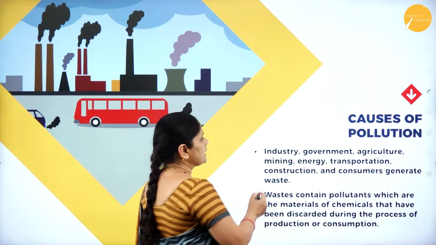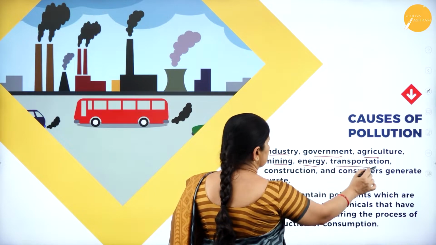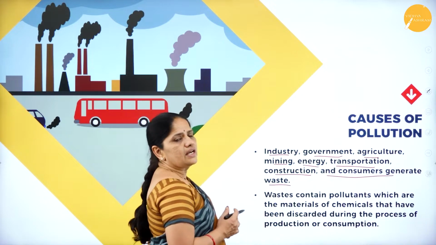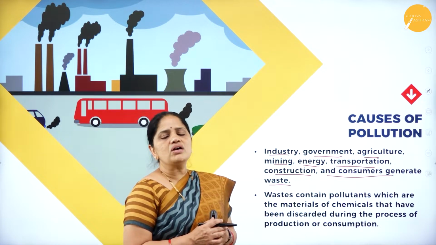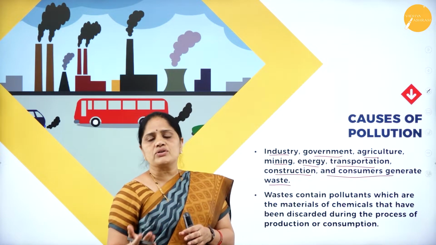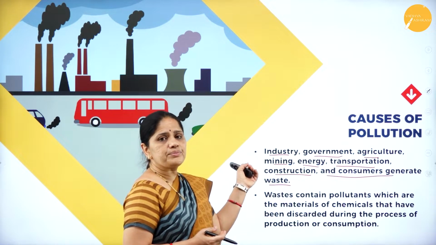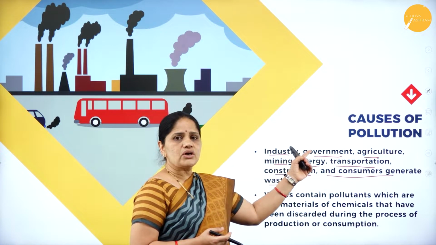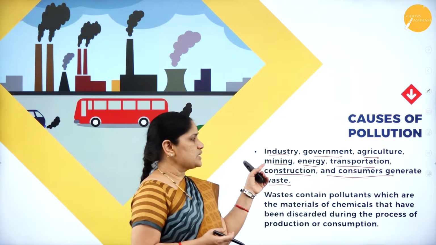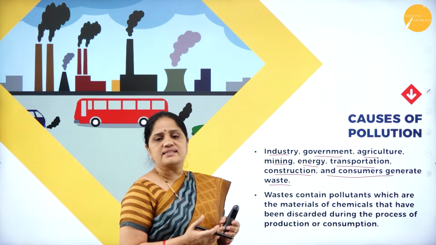Industry, government, agriculture, mining, energy, transportation, construction, and consumers generate waste. We can see that a lot of waste will be generated because of the manufacturing sector and also because of the consumption sector. So industry is contributing to the waste, government also is contributing, agriculture also, mining, energy, transportation, construction. So everybody is contributing to the waste on the planet.